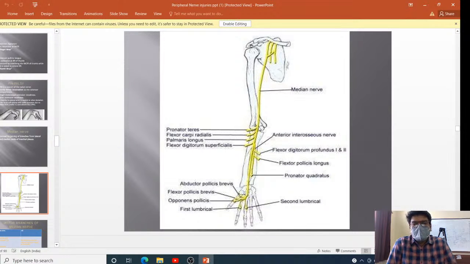So this median nerve gives a palmar cutaneous branch just before it crosses the wrist. It gives a palmar cutaneous branch which supplies the lateral half of the palm and lateral 3½ fingers. So lateral 3½ fingers and lateral half of the palm.